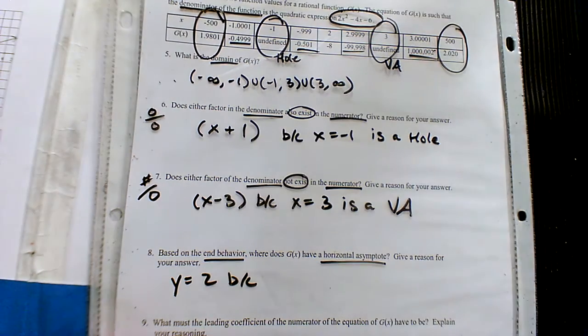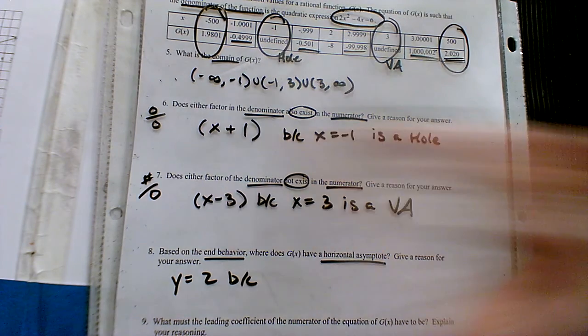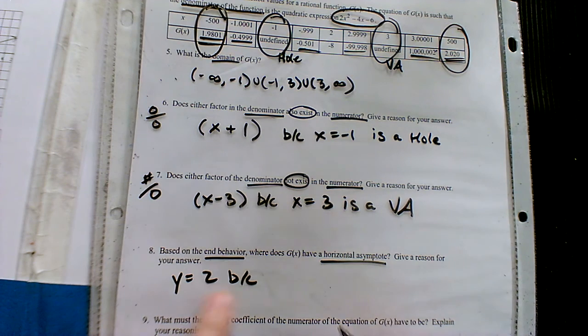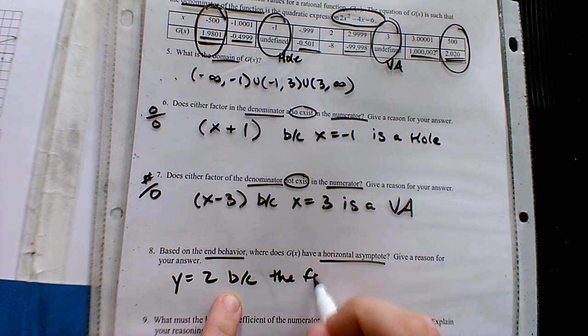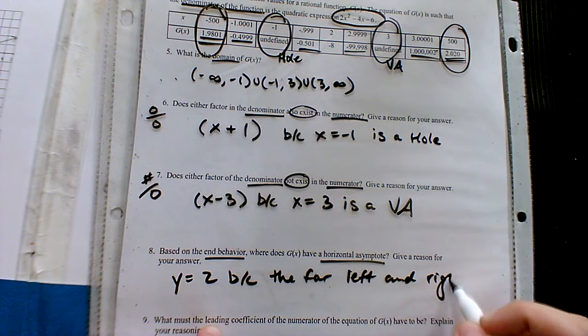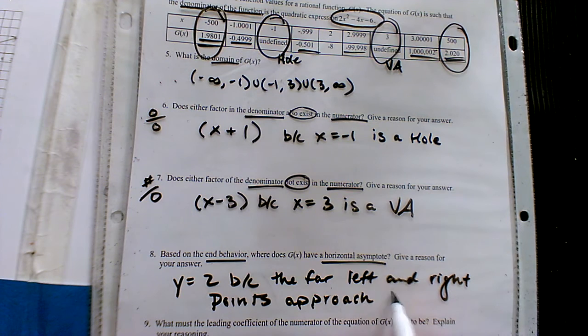There we go. Okay, looking at the very far left and right points in the table, notice how we're getting drastically close to 2. We're approaching that value, but not necessarily reaching it. So y equals 2 because the far left and right points approach 2.